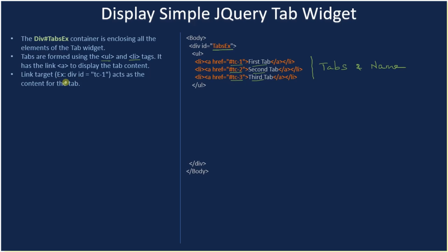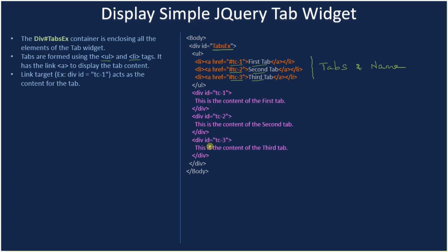The link target, the div with ID equal to TC1, acts as the content for the tab. That means now we are going to form the tab content. We just formed the tab name, and here, if you see, we formed the content. Here, div id equal to tc1, and this tc1 is linked through the hyperlink reference. At runtime, what happens here? It is going to display just one tab, and the tab name, if you see, is first tab.